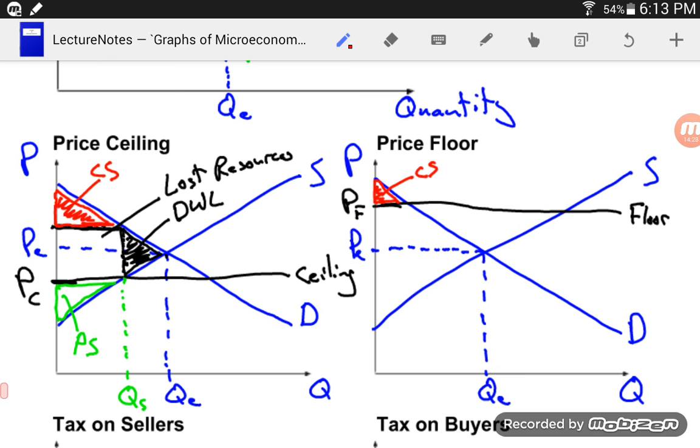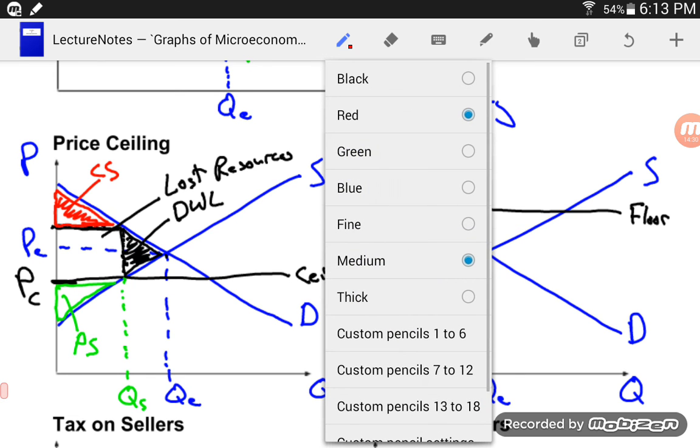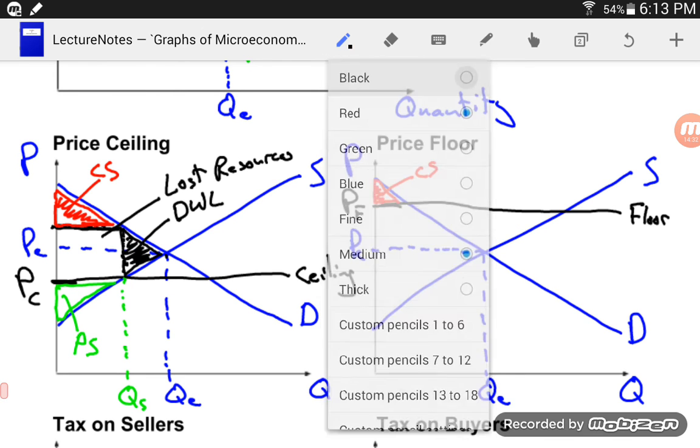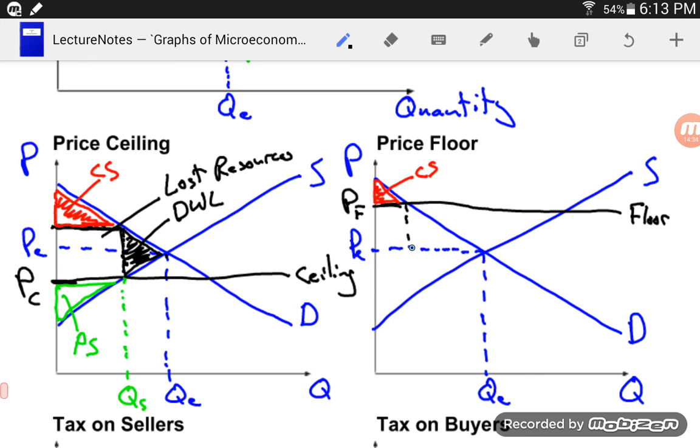I should have colored these in, it looks prettier. The actual quantity that's going to be bought is really small. I'll label it quantity demanded. The producer surplus, well, that kind of depends on how we handle this.